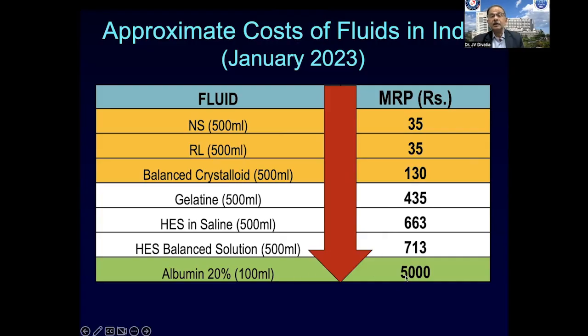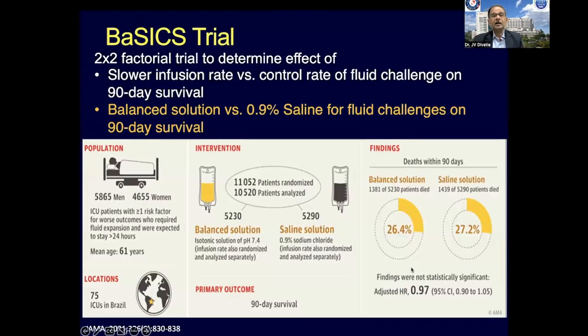But albumin costs 5,000 rupees. That is, almost 70 times more expensive than normal saline or Ringer's lactate. And these are moderately expensive and about 1/8 to 1/10 the cost of albumin. However, as of now, they are not recommended for use in septic patients.